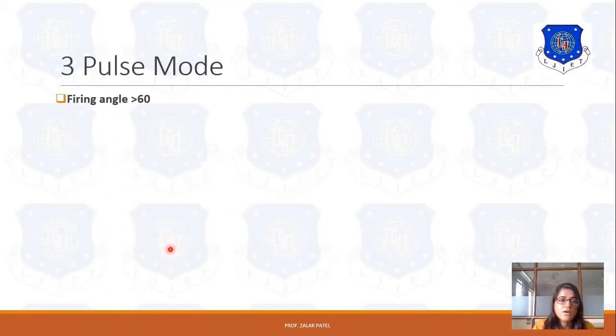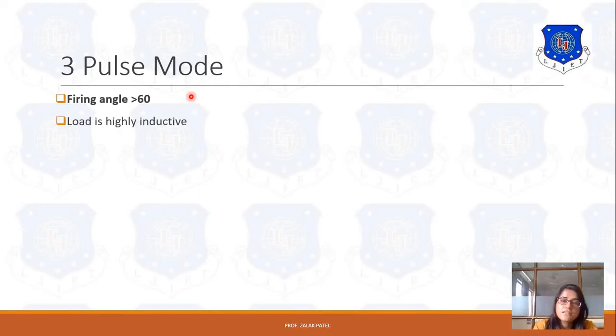Now let's discuss the next point, that is the 3 pulse mode. We have already discussed the 6 pulse mode in the last lecture. Now let's discuss the 3 pulse mode, that means how the semiconductor will operate when the firing angle is greater than 60 degree. In the last session we discussed the operation when the firing angle is less than 60 degree.